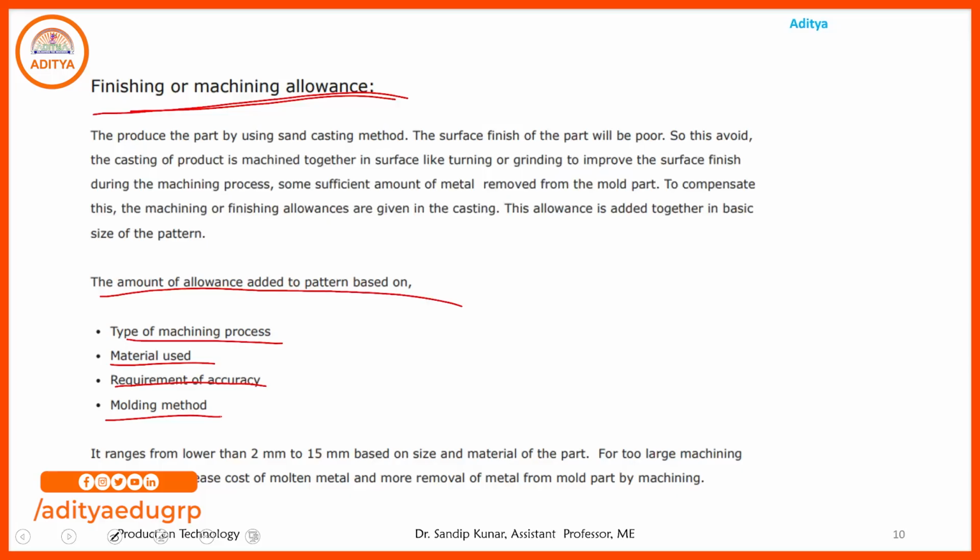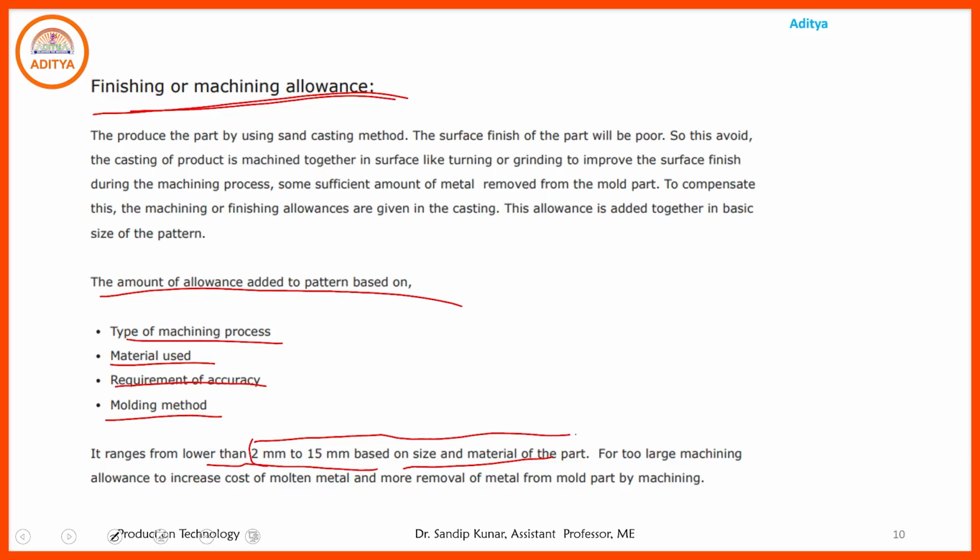Generally it ranges from 2 mm to 15 mm. That depends upon the size and material of the part. It varies from 2 mm to 15 mm based on the size and material of the part. Okay.